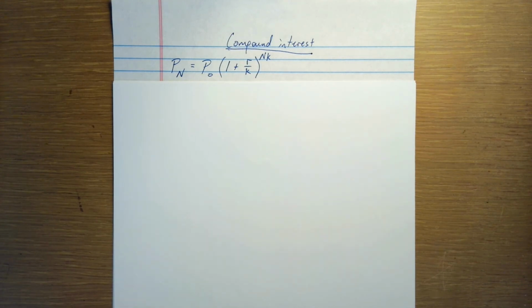P sub n, that's the future value of the money. That's what you will have after all the interest is accrued. P sub 0, or P naught, that's the initial investment or principal. R is the interest rate. K is the number of compounding periods per year, and capital N is the number of years. So we'll investigate this formula by using a few examples.